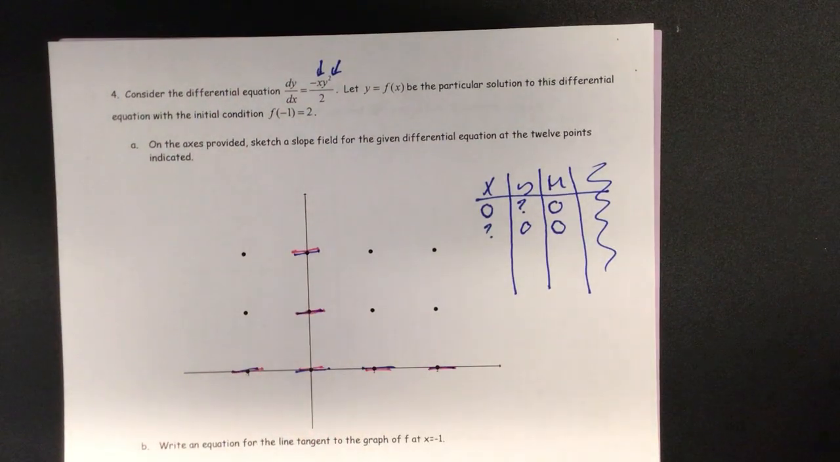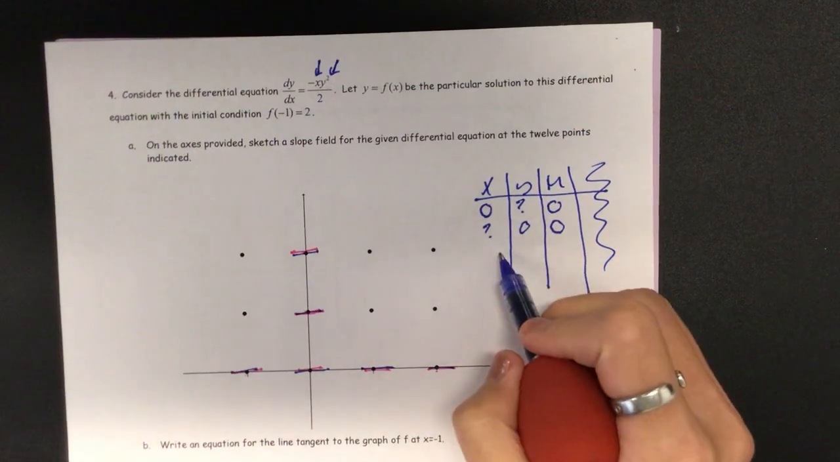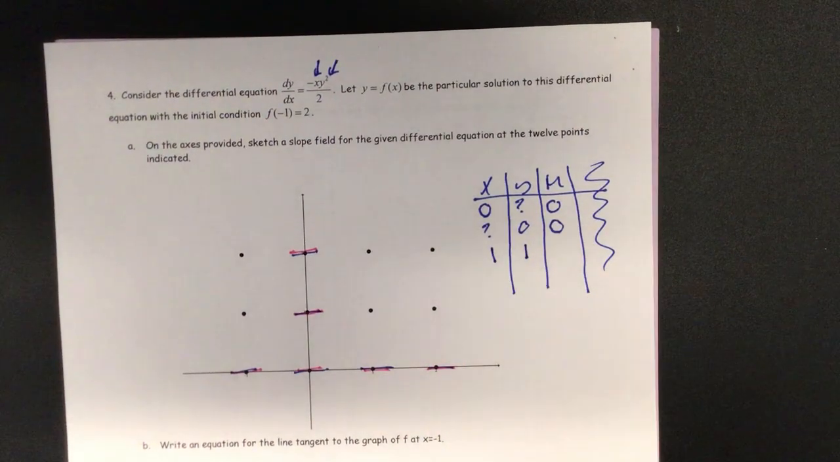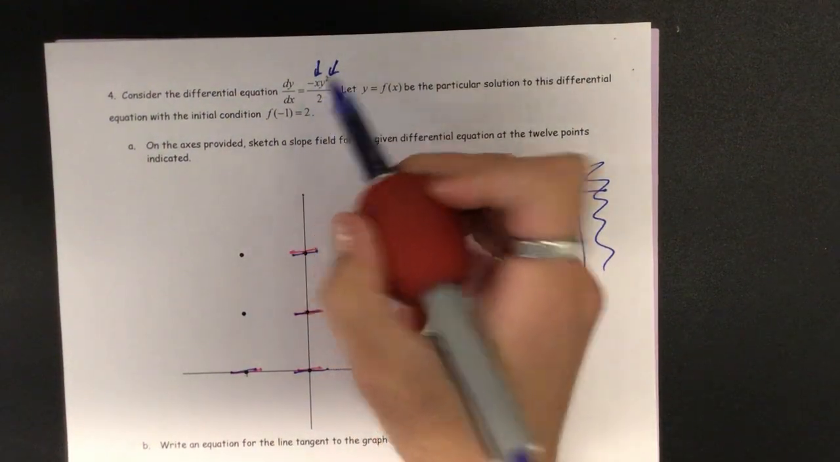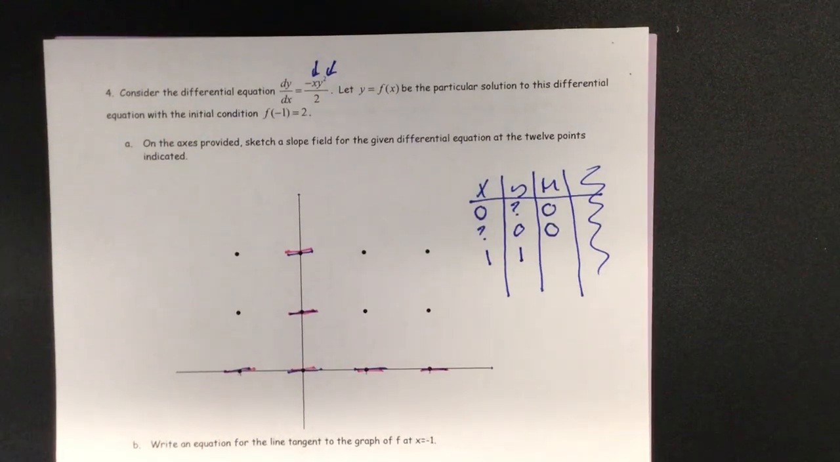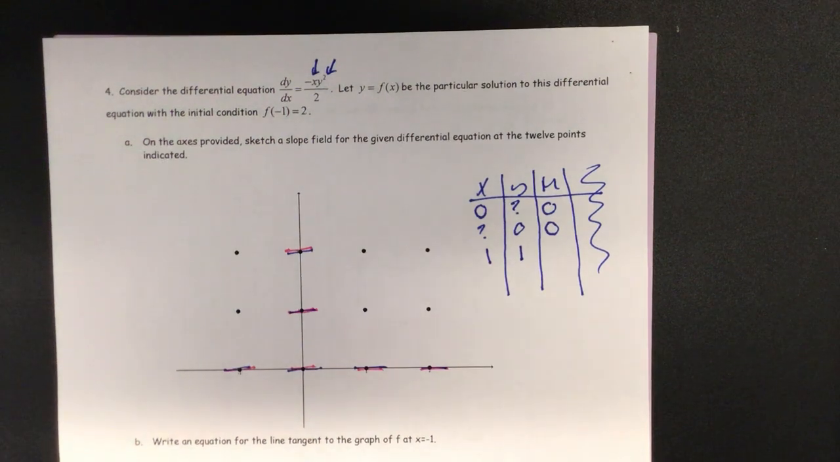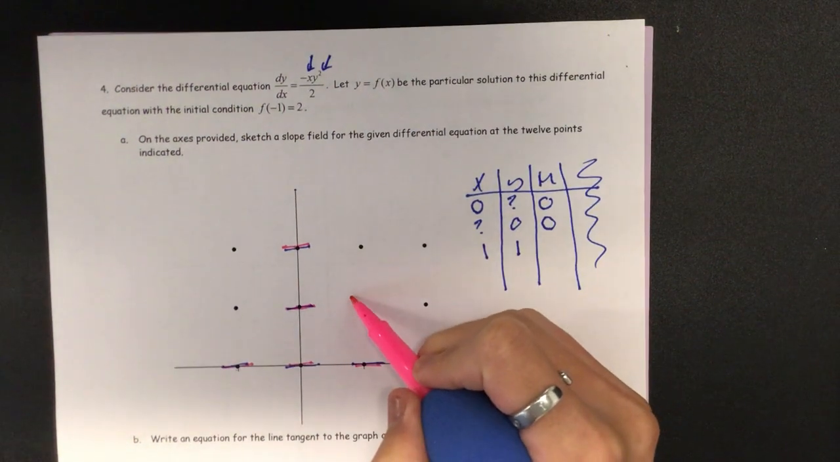So then we want to figure out what is happening at (1, 1). If I plug in the 1 for the x and 1 for the y value, isn't that negative? Yes, negative. Okay, so it's going to be -1/2. Do we all see that? So I'm going to make my line like this.